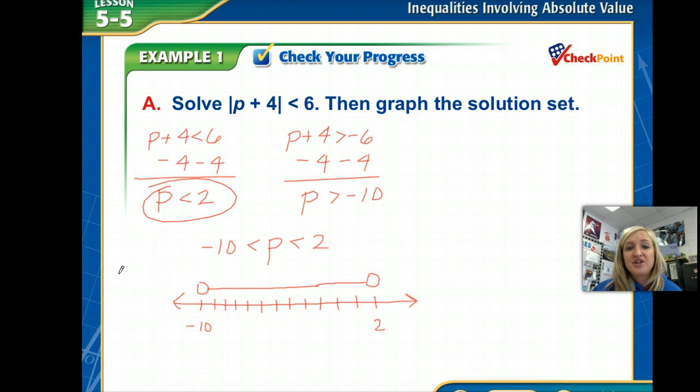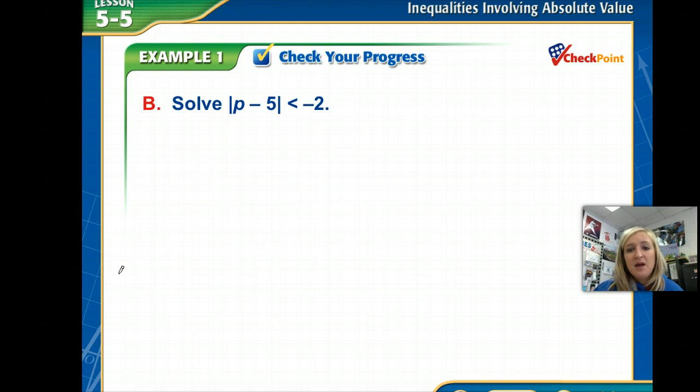Hopefully you got the same answer as I did. All right, another checkpoint. If you want to pause the video and see what you get, we'll come back together and see if we get the same answer. All right, just like I mentioned, if your absolute value inequality is set less than a negative, your answer is no solution. So hopefully you looked at that right away and you knew that the answer was no solution.